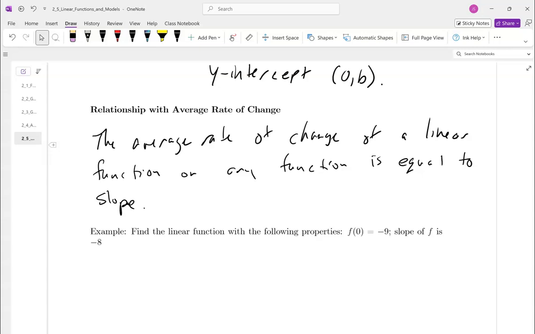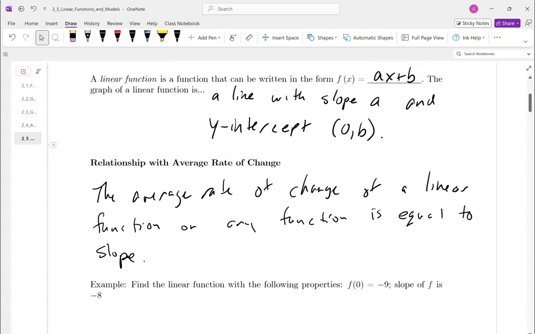This one asks for a linear function with the following properties. It says that when you plug in 0, you get out -9, and the slope is -8. Well, that slope being -8 tells you which of the values that you have for the a or the b? The a, right? The a is the slope value. Okay. So I know right away that a is the -8 piece.